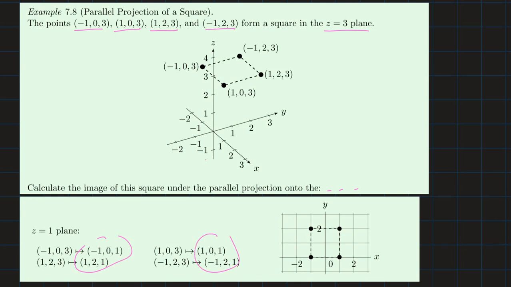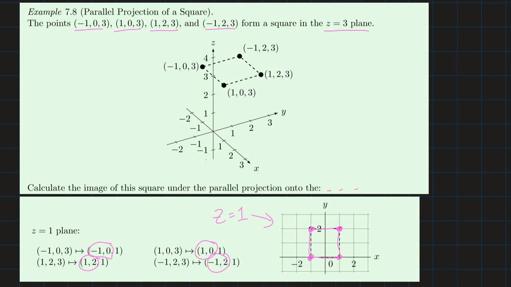Now I'm going to plot them on a z equals 1 plane. This here is a z equals 1 plane. For example, this first point is (-1, 0), so that's this point right here. This point here is (1, 0). This point here is (1, 2). And this point here is (-1, 2). Then you can join them up and you get a square like that. So the image of this square in three-dimensional space projected onto the z equals 1 plane is another square.